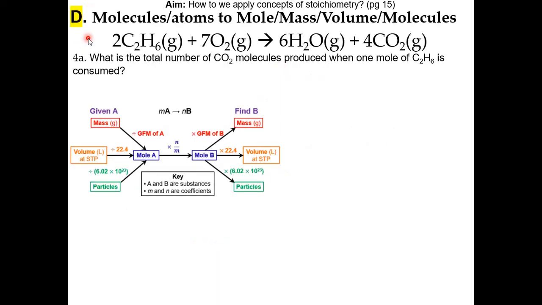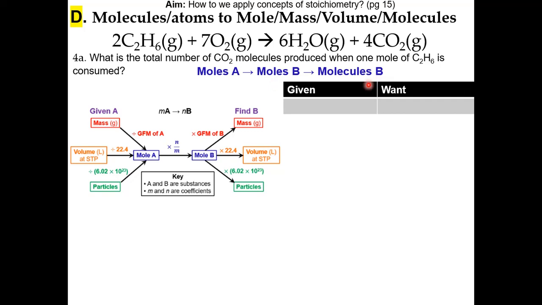In the last scenario, scenario D, it is molecules and atoms to either moles, mass, volume, or molecules. So let's look at the first question, question 4A. What is the total number of CO2 molecules produced when 1 mole of C2H6 is consumed? Since we're given moles and we're solving for molecules, our general strategy is moles of A to moles of B to molecules of B. Based off the question, we're given 1 mole of C2H6.